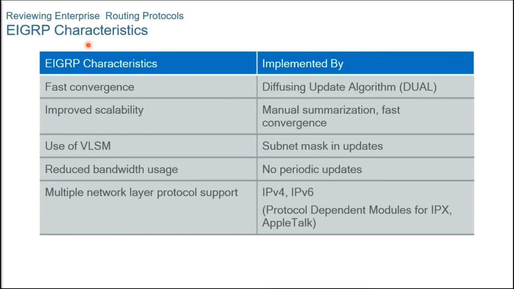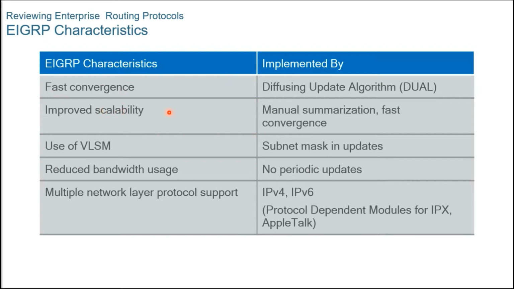EIGRP characteristics. As I mentioned earlier, EIGRP is proprietary. It's a Cisco proprietary protocol for routing IPv4. EIGRP can also be configured for routing IP version 6, Internetwork Packet Exchange (IPX), and AppleTalk traffic. Now, EIGRP is an enhanced version of the old IGRP, which is a pure distance vector protocol.